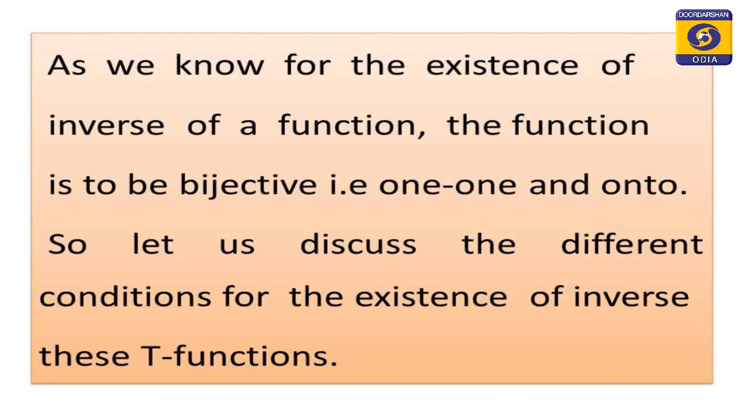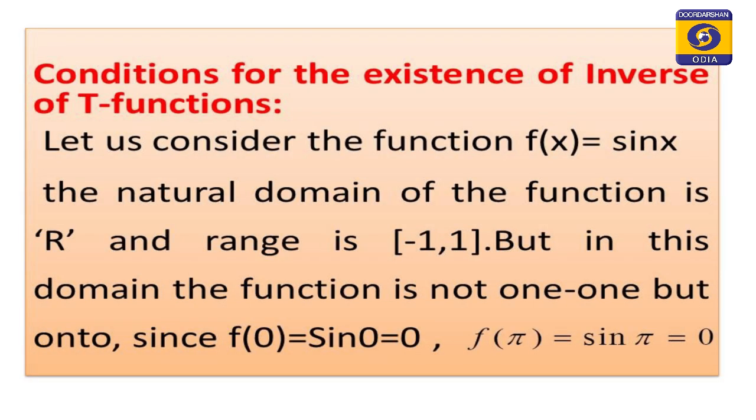As we know, for the existence of the inverse of a function, the function has to be bijective, that is, one-one and onto. So, let us discuss the different conditions for the existence of inverse of these trigonometric functions. I write it as T functions, that is trigonometric functions. So, condition for the existence of inverse of T functions.